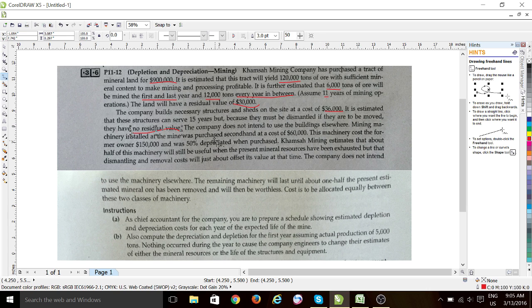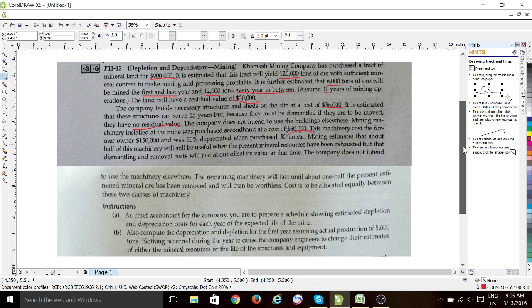And then the next one is mining machinery installed at the mine, which was purchased second-hand at a cost of 60,000. This machinery cost the former owner 150,000 and was 50% depreciated. This information is not important for this problem. If we were going to make an equipment account, then yeah, like the trade values and stuff. But now this is not important.